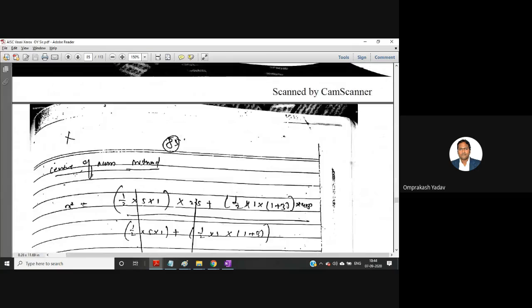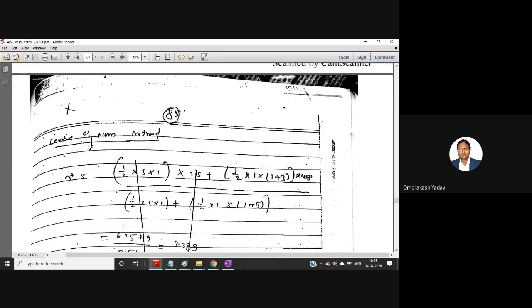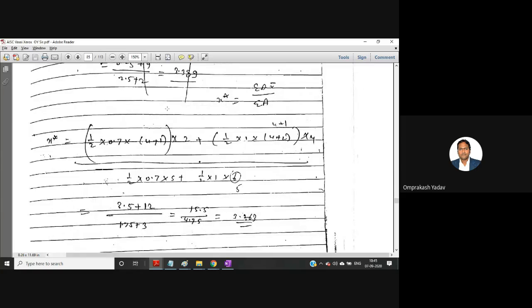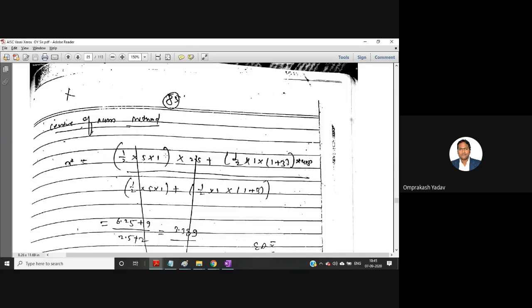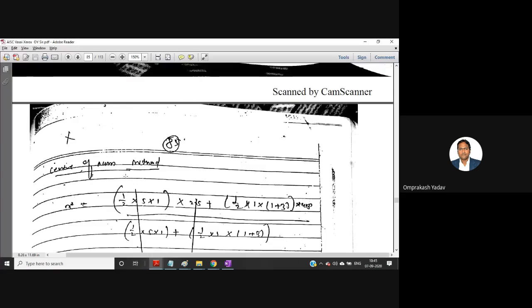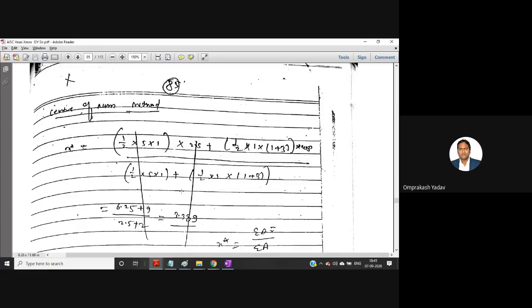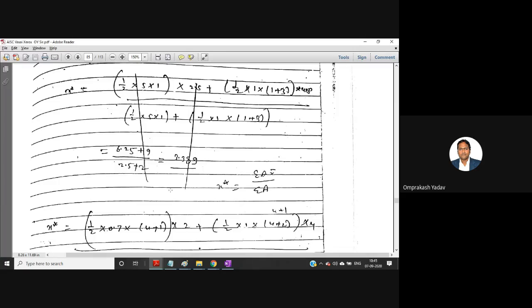Now let's go to the center of mass method. Okay, center of mass method. So for the center of mass method, we can determine this x star equal to, sorry, center of sum method. The center of mass we already did. This is the center of sum method. So how to determine this?